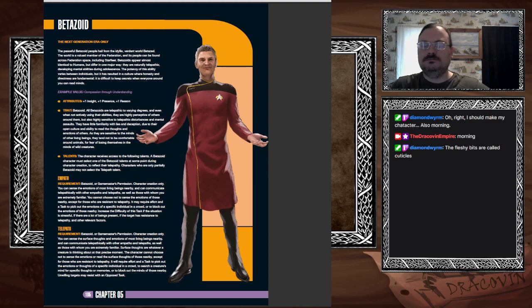And it might not be very strong telepathy, it could be very weak, but you will have some latent level, whether it's reading some basic emotions or thoughts, that'll kind of be there. They get insight, presence, and reason. And the two talents you can have are empath or telepath.